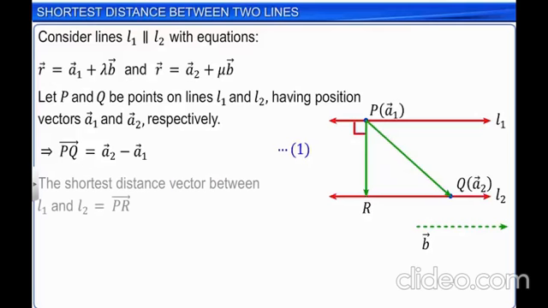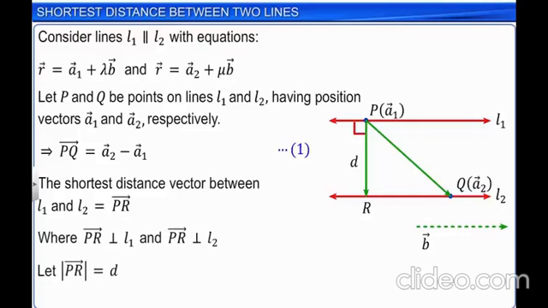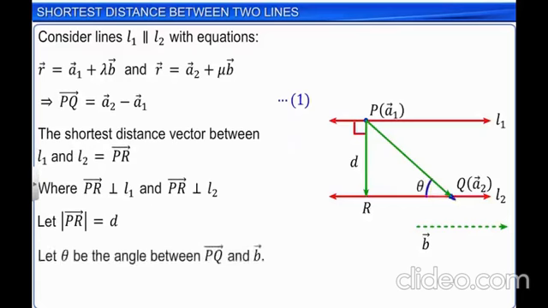Now, vector PR represents the shortest distance vector between lines L1 and L2. The magnitude d of vector PR is the shortest distance between the lines L1 and L2. Let theta be the angle between vectors PQ and vector B that is parallel to both lines L1 and L2. Thus, by formula, the cross product of vector B and vector PQ is represented by equation 2.